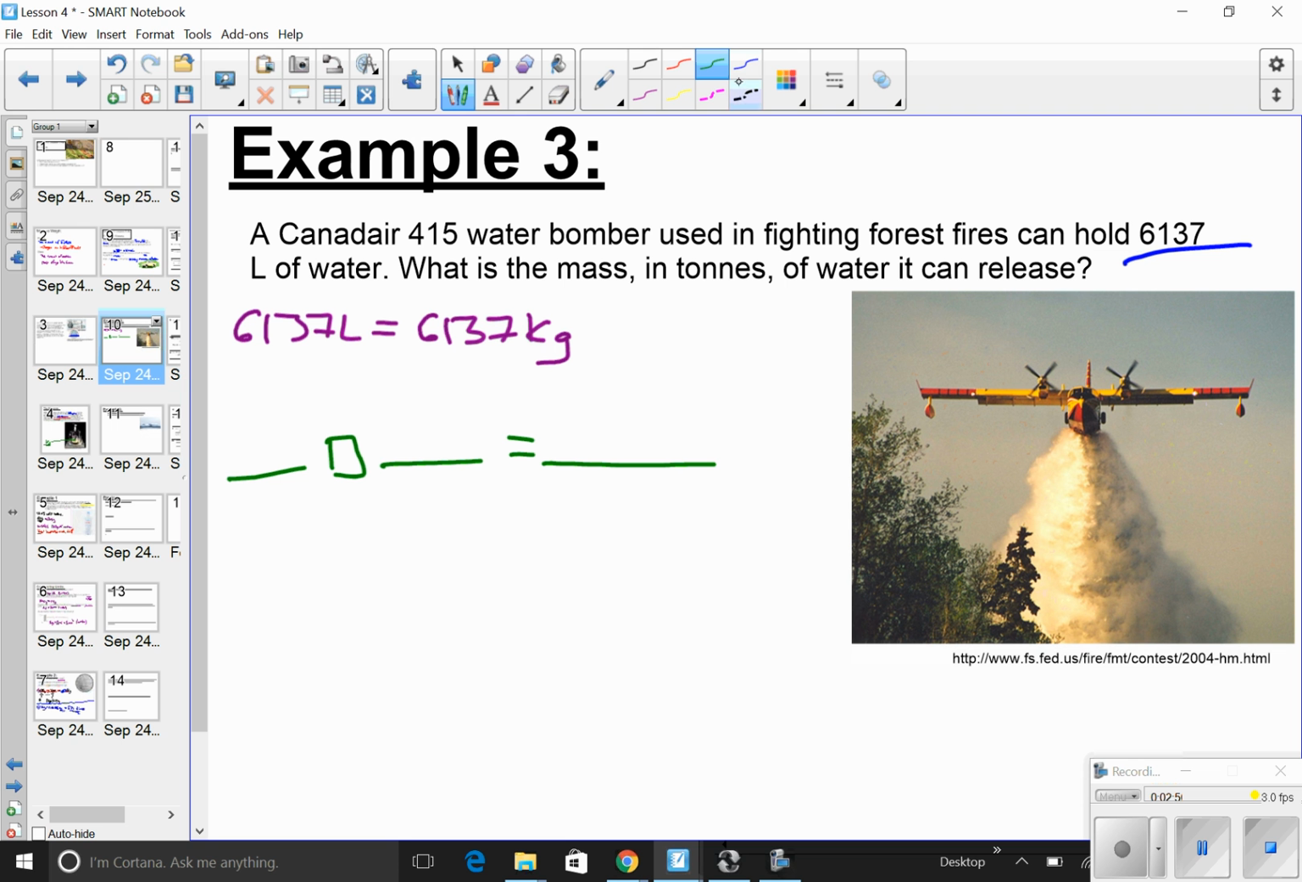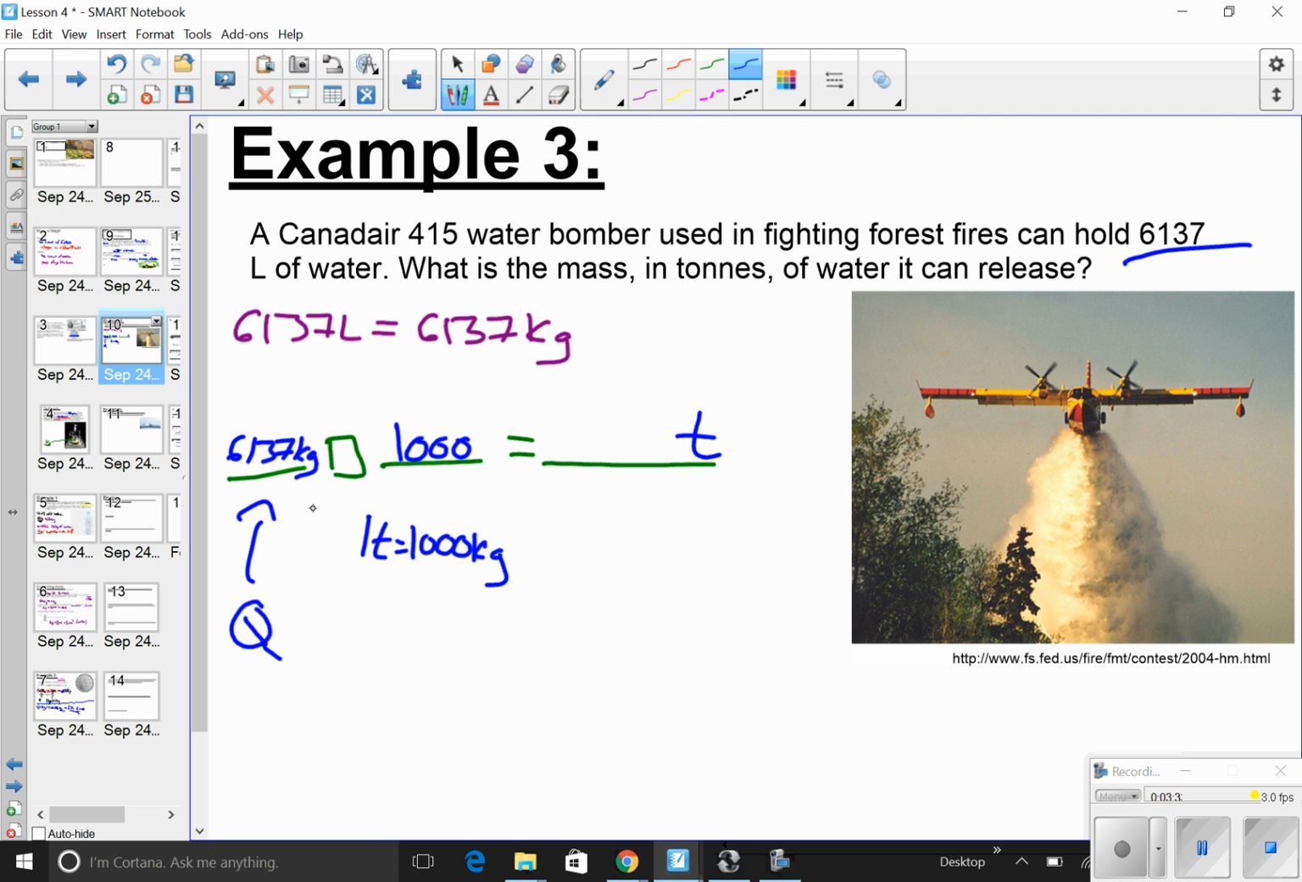Now, let's set up a handy-dandy skeleton equation. The first number is the number from our question, 6,137 kilograms. For our second number, I'm trying to change this into tons, so I need something that uses kilograms and tons. Well, I know that 1 ton is the same as 1,000 kilograms. That was on our last slide. It's also on your formula sheet. So the number that goes here is going to be 1,000.